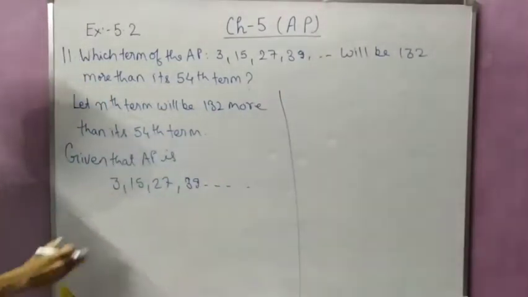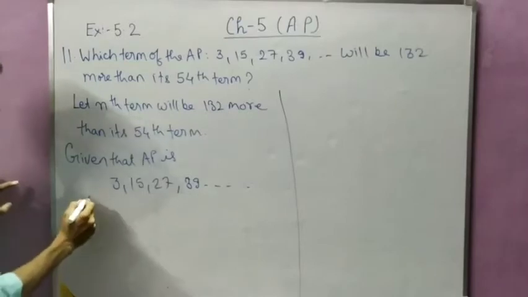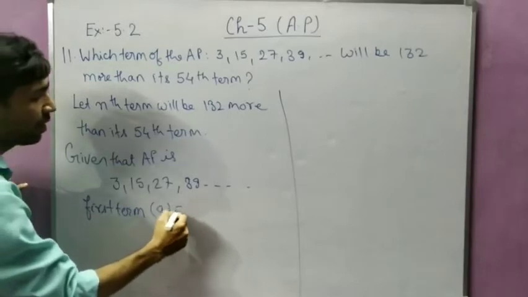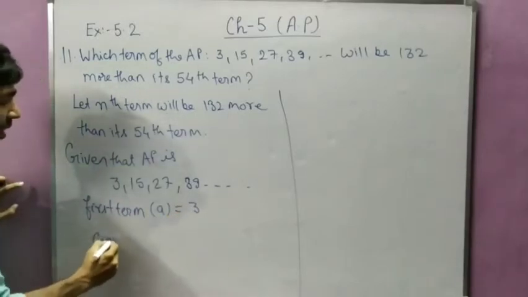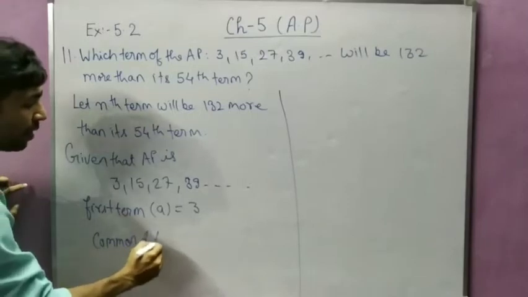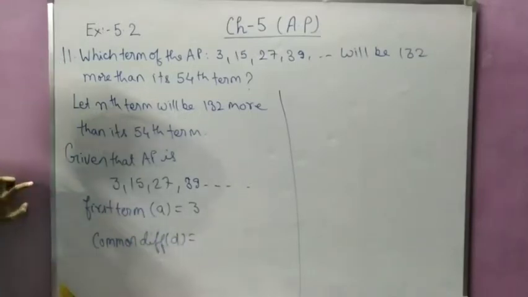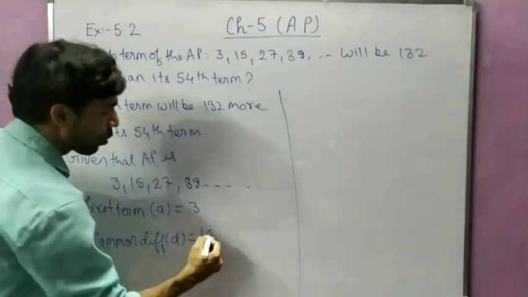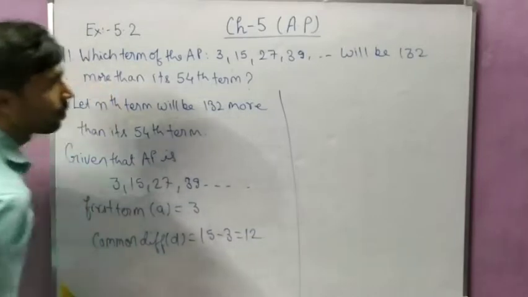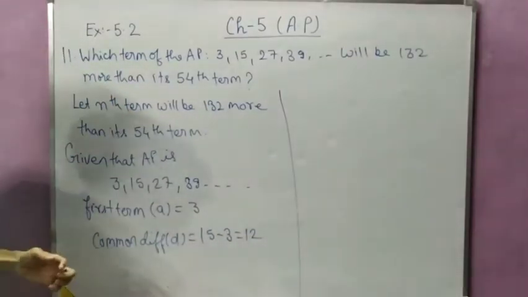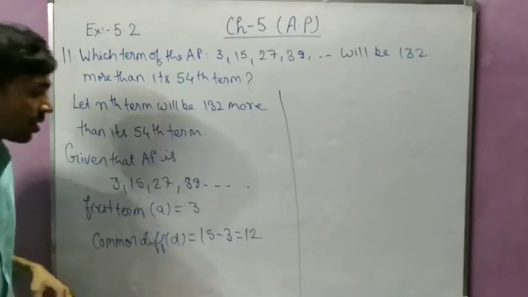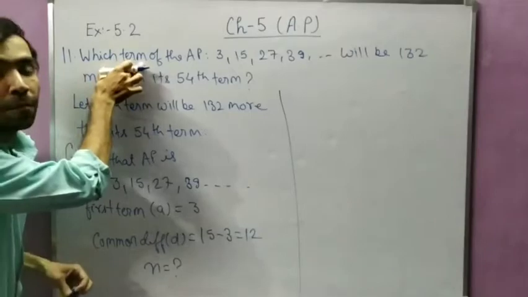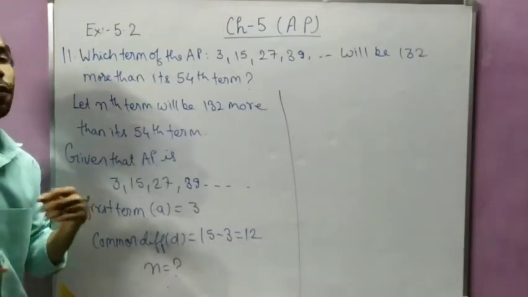By seeing this AP, we can say the first term, which is represented by A, is equal to 3, and the common difference, small d, we can calculate by taking any two consecutive terms. So I am taking these two terms. The common difference is 15 minus 3, that is 12. We have to calculate the value of n, because the question says which term. Which term means we have to find the number of terms, that is n.